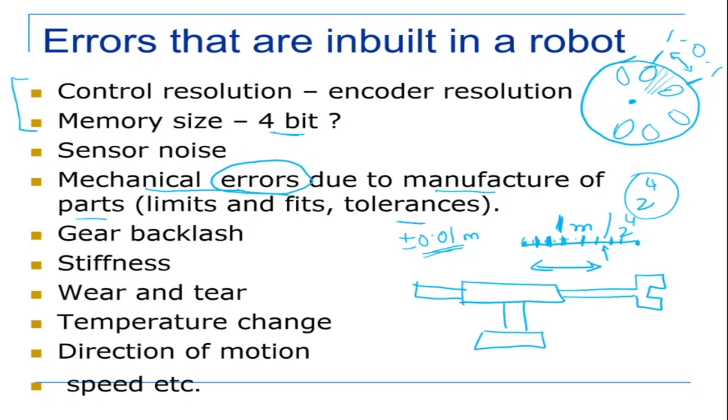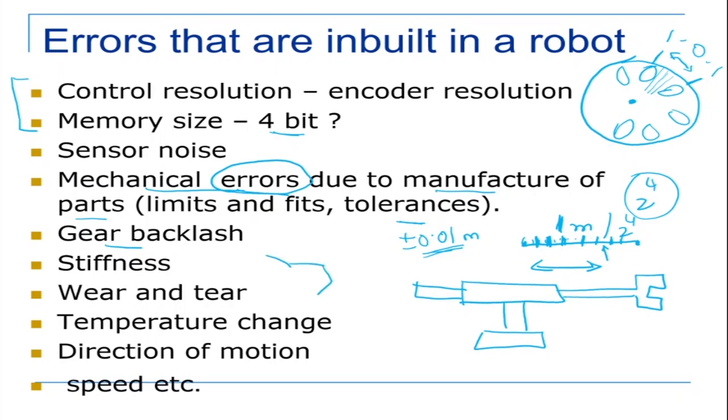Then gear backlash. When we talked about our control system and we derived our transfer functions, we saw that a motor has an encoder at the back for position sensing, and it has a gearbox in front for decreasing the speed and increasing the torque. Now this gearbox will have gear backlash. Now what is gear backlash? Gear backlash is something like this.